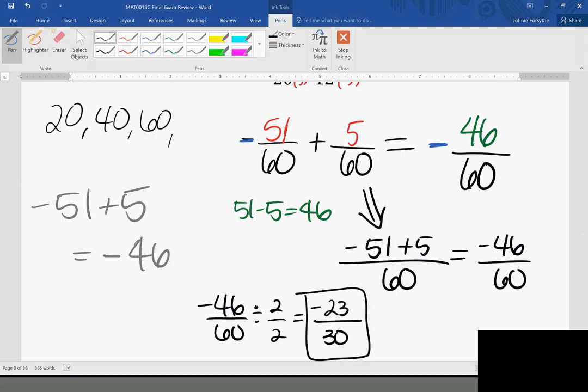And notice if you're doing your final exam review, it's going to tell you to write it as a reduced fraction. All right? So pay attention to those instructions, because if you put negative 46 over 60, you won't get the answer correct because it's asking for a reduced fraction.